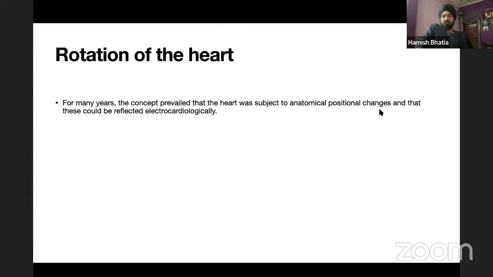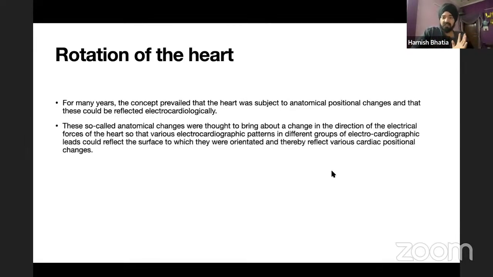For many years, the concept prevailed that the heart was subject to anatomical position changes and that these could be reflected electrocardiographically. So previously, it was supposed that the heart moves anatomically. The heart will move to the left and to the right, and these changes will reflect on the ECG. These so-called anatomical changes were thought to bring about a change in the direction of the electrical forces of the heart, so that various ECG patterns in different groups of leads could reflect the surface to which they were oriented and thereby reflect various cardiac potential changes. So it was thought that because the heart is moving everywhere, that is why ECG changes are happening.